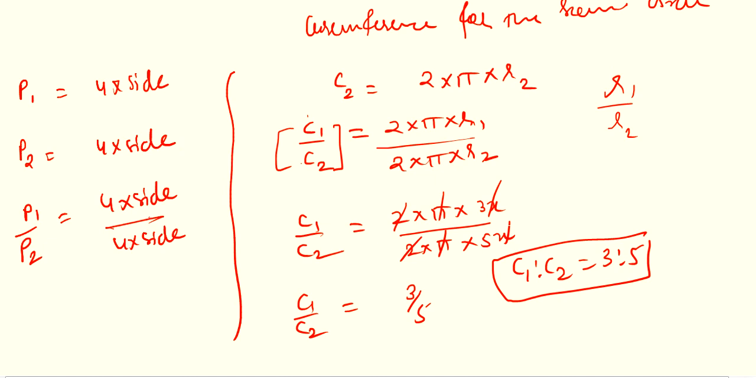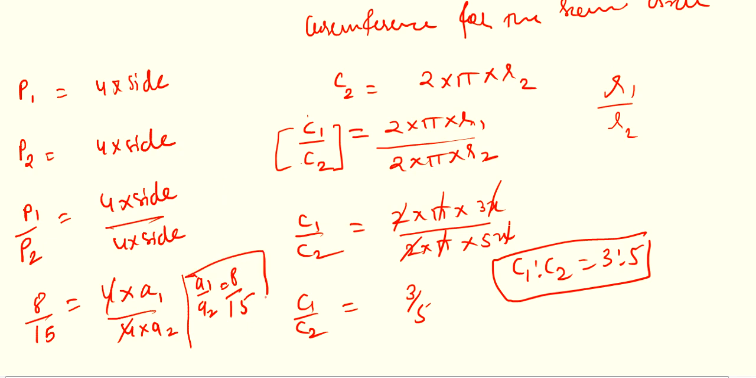So now in this question 23, the perimeter is given. Find the ratio between the lengths of their sides. So the perimeters are given as 8 upon 15, then 4 into a1, where this side is a1 and this side is a2. So this 4 and 4 get cancelled. Finally we get a1 upon a2 equals 8 by 15. This a1 is the length or side of the first square, a2 is the length or side of the second square. So a1 is to a2 equals 8 is to 15. This is your required answer.